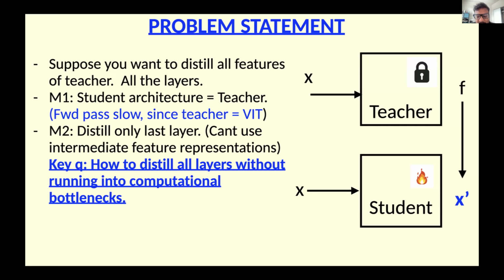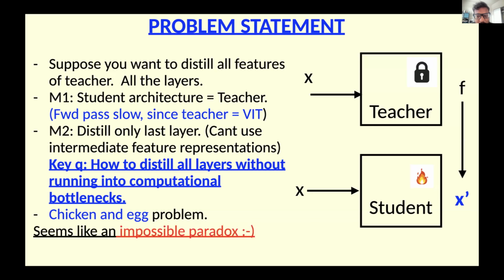So basically, it's an impossible chicken and egg problem. If you try to distill a lot of layers, your student will have to have the same architecture as the teacher, and that will make test time training slow. And if you try to distill only the last layer, you can't distill the intermediate layers, and your performance will be low. So it is like an impossible paradox. How do you distill all the layers of the teacher and still not have this compute problem?